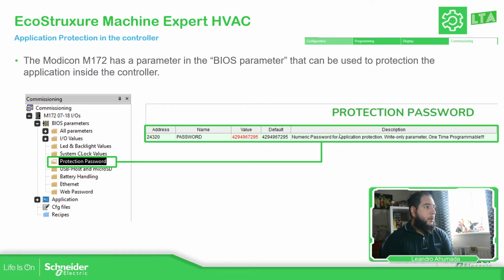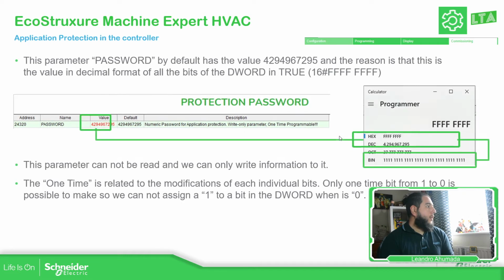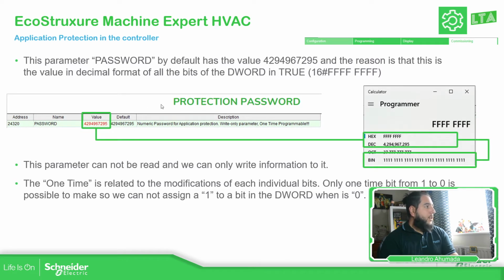Unless someone provides the password, of course. That's not the point. If you take a look, by default this register has the number 1 in all of the bits, so the code would be this one. That's why you have this number. All the bits inside this double word are 1 by default.